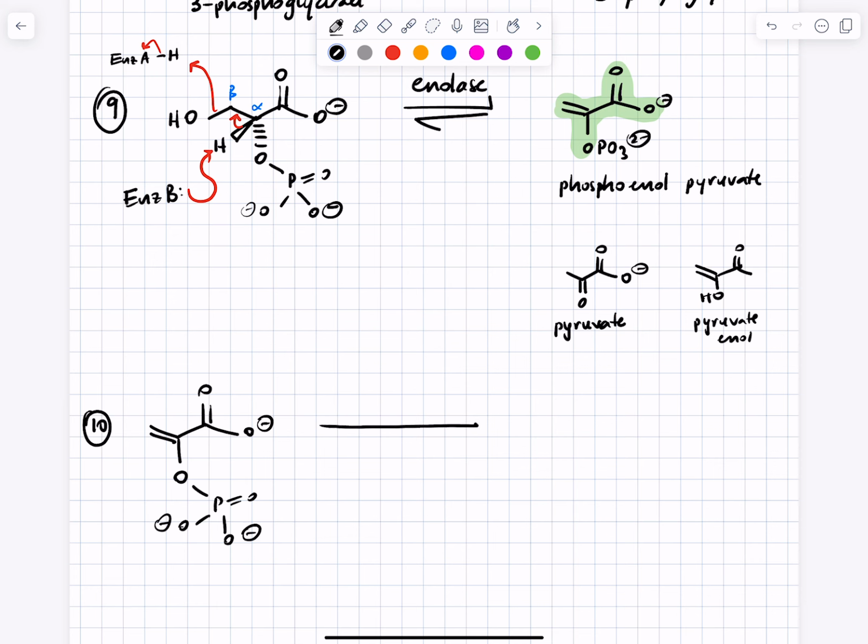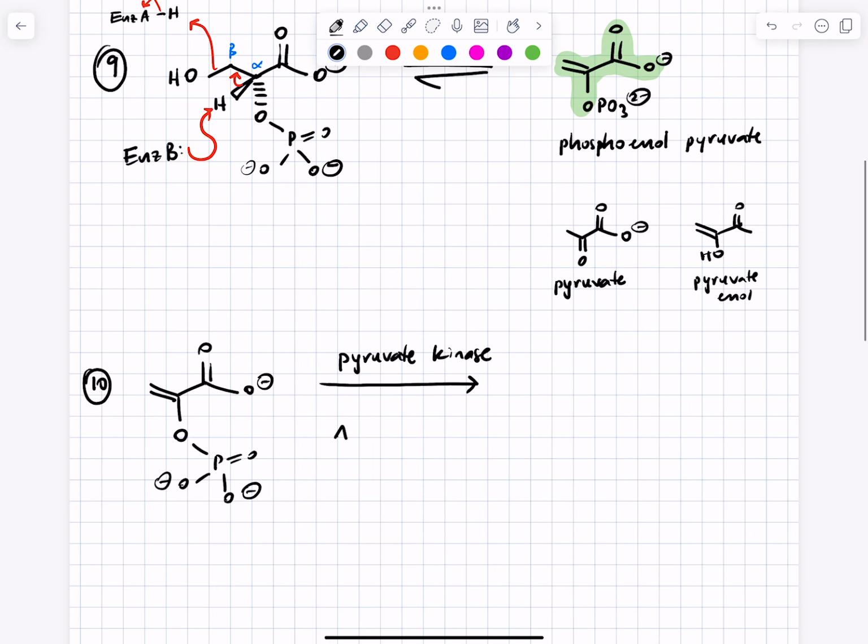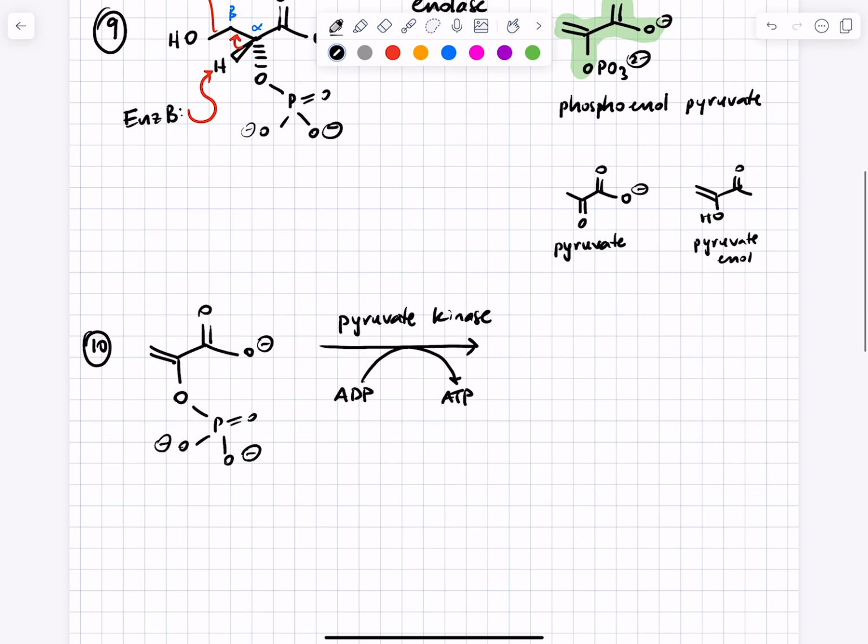And the enzyme that catalyzes this is called pyruvate kinase. It's named for the reverse reaction. You're going to use ADP, and then ATP is going to be one of the things that is formed, and then the other product is going to be pyruvate. So basically, we're transferring this phosphate. This is going to become the gamma phosphate of ATP.